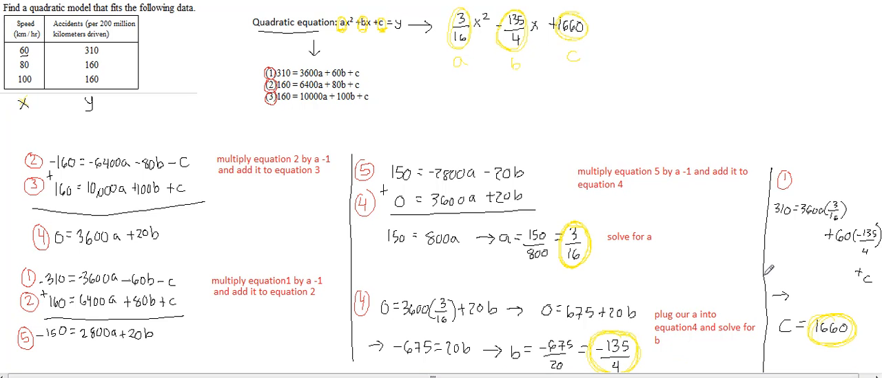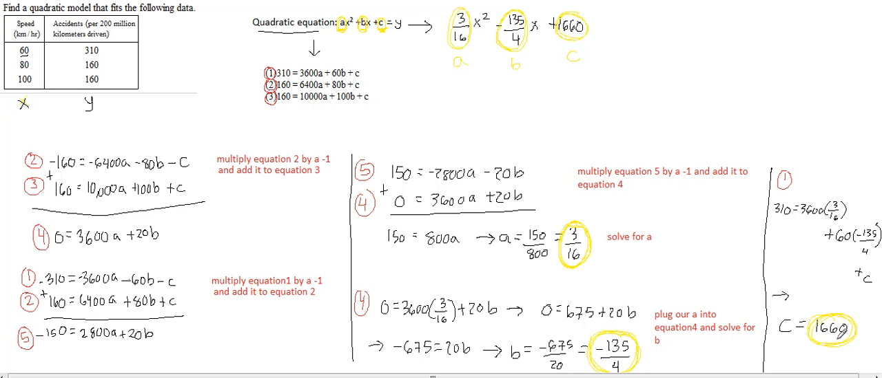Then the very last step here, it kind of squished over here at the edge. I took equation 1, and again, I could have taken equation 2 or 3, but I chose equation 1, and I plugged in our a and our b that we got and found out what our c was. So here's equation 1, but where the a used to be, I put our 3/16. Where the b used to be, I put our -135/4, and I got c by itself to find out what c is equal to, and that's 1660.